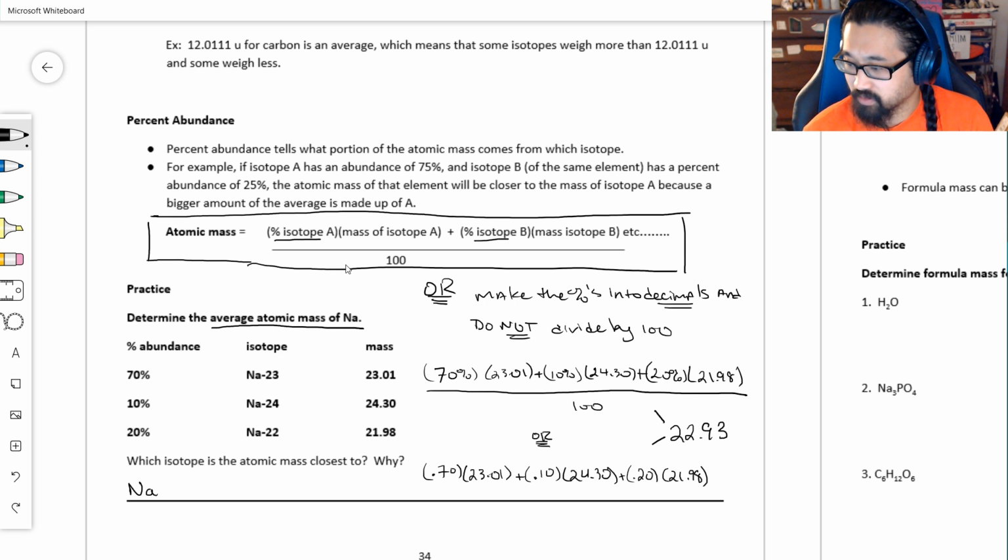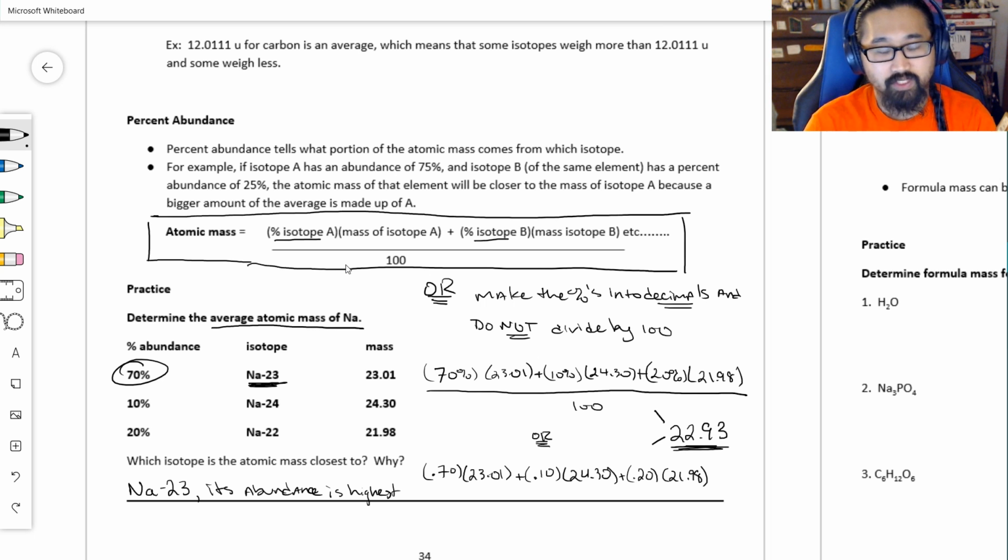This atomic mass seems closest to Na-23 because its abundance is highest. Right? This isotope has a 70% abundance, so it should make sense that my final answer should be closest to sodium-23. Also, my answer should be close to the masses that I have. These are all 20-something. My answer is 20-something. It's something that you can do to check yourself, right?